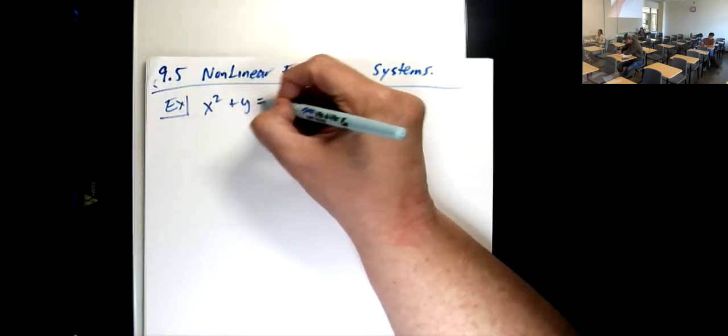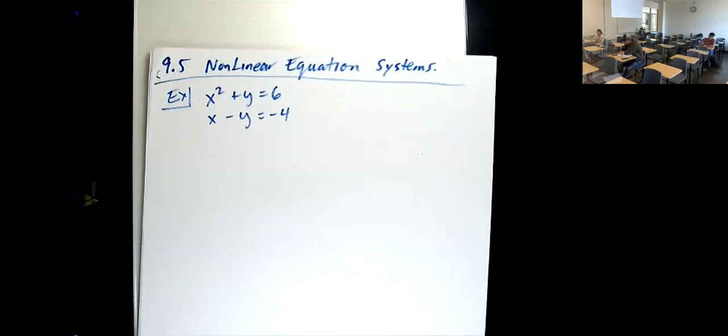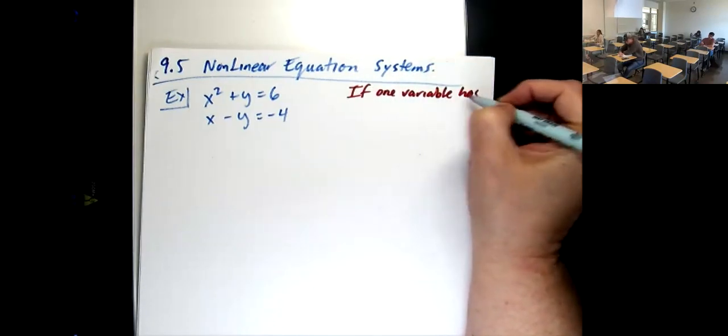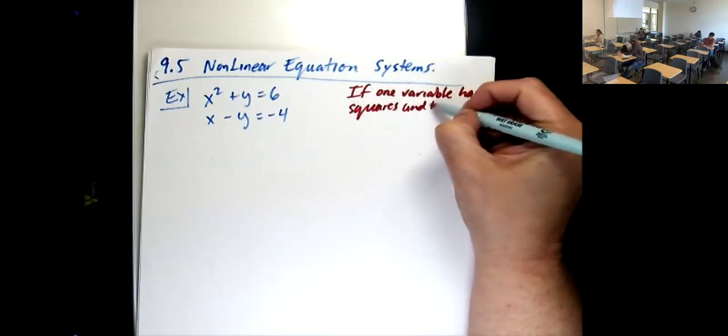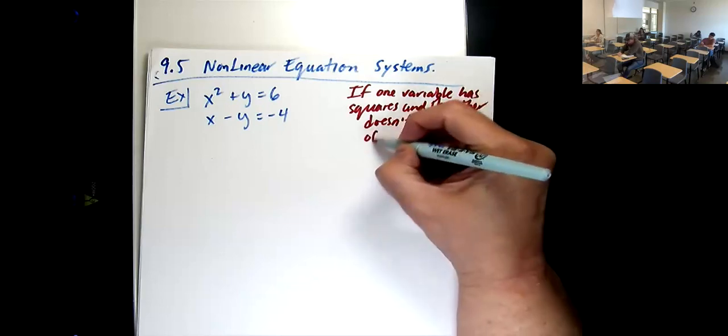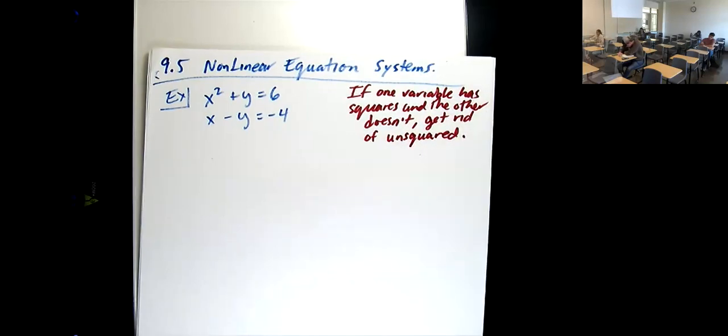x squared plus y equals 6, and x minus y equals -4. If you end up in a situation like this where one of the equations has a squared thing, or one of the variables is squared and the other one isn't, get rid of the unsquared one. It'll help you avoid having bad answers.